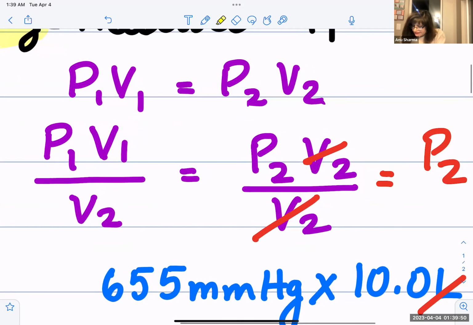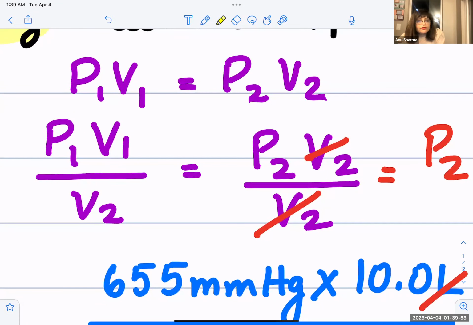Next, you're going to set up, always write down the formula. So the formula here is P1V1 is equal to P2V2. Now here we need to find P2. P2 is the unknown, and now we're going to bring all the known variables on one side. So P1 is known, V1 is known, and V2 is known. So in order to get V2 on one side of the equation, because V2 is multiplying P2, we divide on both sides.